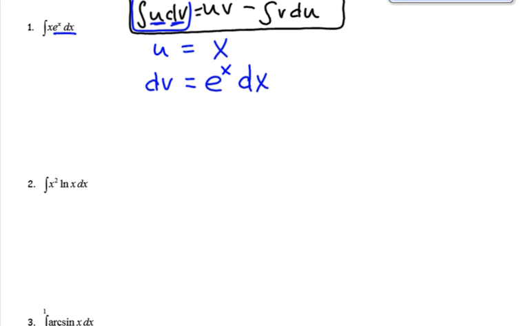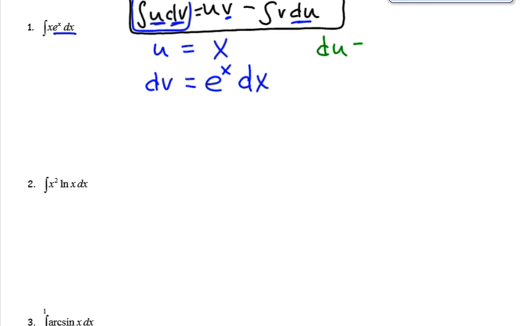Okay, so now what you have to do is looking at my formula, ultraviolet minus super voodoo. I have u and dv, but now I need to find my v and my du. So if you have u, to find du, all you have to do is find the derivative.